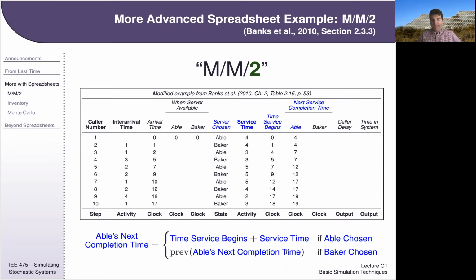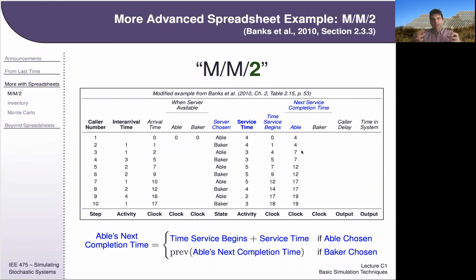Otherwise, if Baker was chosen, then we're not going to worry about Abel's completion time right now, because we're only focused on Abel at the moment, the server Abel. So in that case, we're just going to carry on down whatever the previous one was. And so that's why you see all these duplicates here, 4, 4, because Abel is only picked here. The next Abel is picked here, so we just need to carry that down.